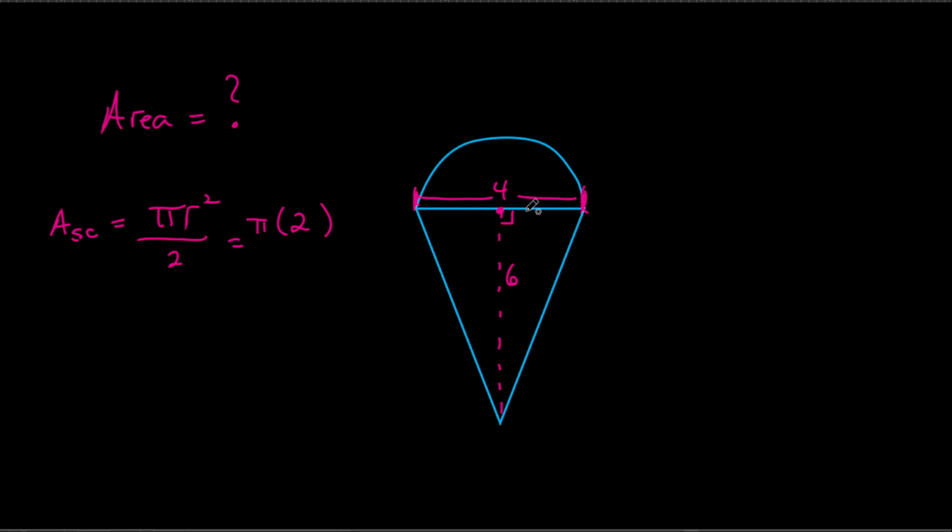Because it would go to here. The whole thing is 4. This little bit from here to here would be 2. I'm not even going to write it down.